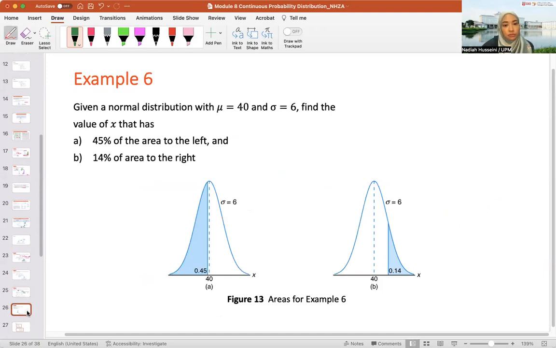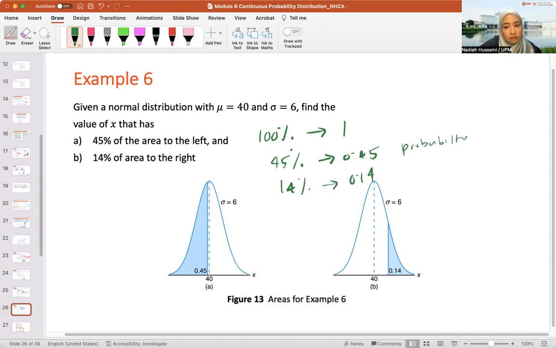Given a normal distribution with mu equal to 40 and standard deviation of 6, find the value of X that has 45% of the area to the left and 14% of the area to the right. When we're talking about percentage, we're talking about something that has a total of 1. This value can translate into decimal or fraction. So 45% is 0.45 and 14% is 0.14.